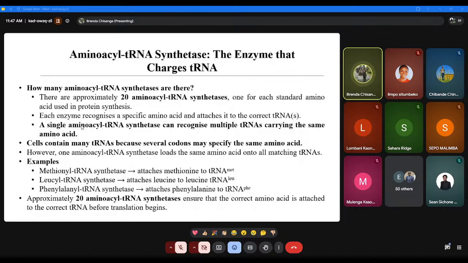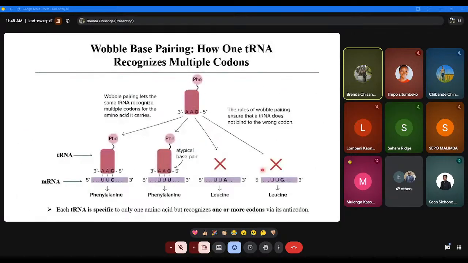Okay, this is where my battery wants to go to sleep. Let me just try to see how far I can go. Okay, guys, now I want us to understand how is it possible that one tRNA, has it already cut? Can you hear me? Not yet. Okay, I'll end on this slide. I think we can continue tomorrow. Let me just explain this.